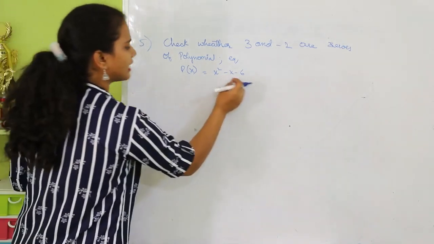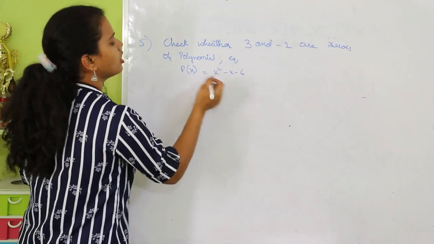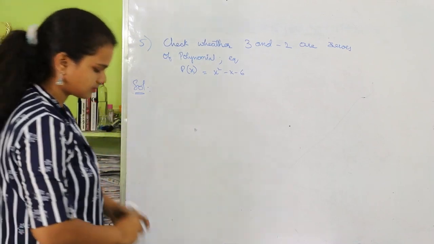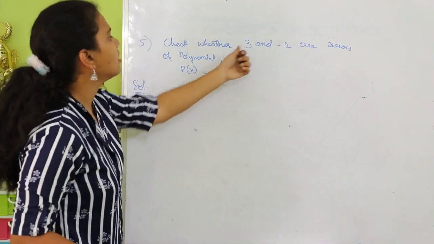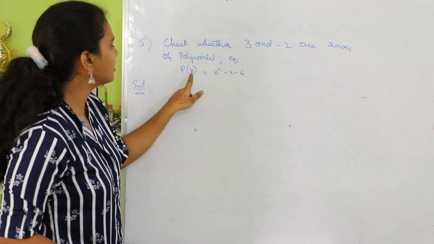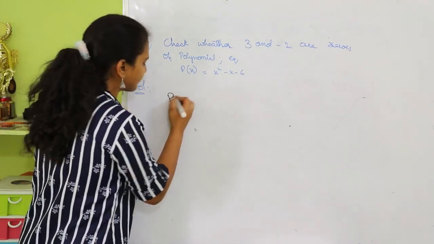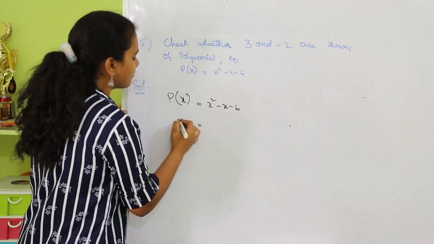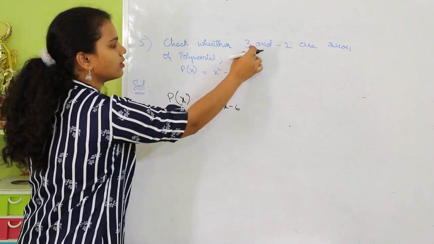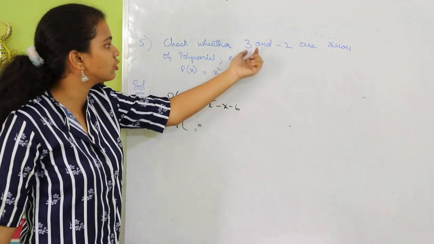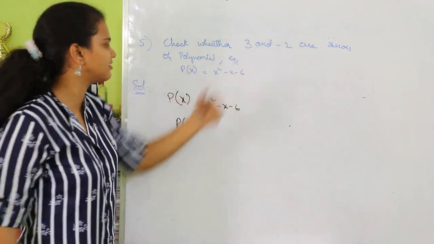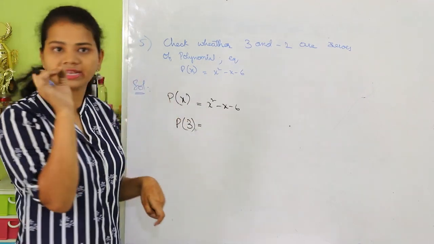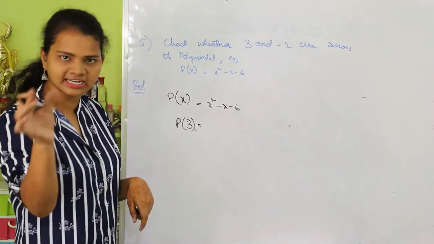So here you have x square and another x. What do you do to solve this type of equation? What I have said just now, try to substitute the value in the p of x form. The given equation is p of x equals x square minus x minus 6. Clear? Instead of x, try to put one value. They have given two numbers, so I would like to take 3 firstly. So p of 3 equals what? Here I have taken x equals 3.